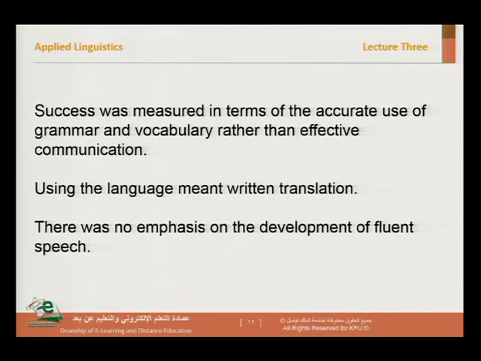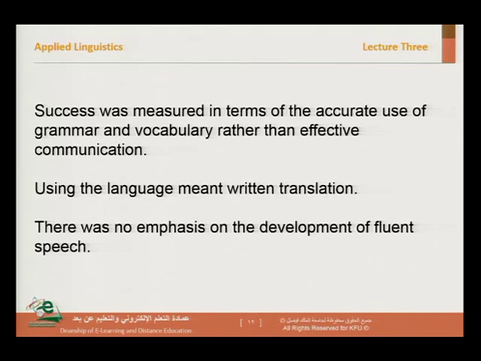Success was measured also in terms of the accurate use of grammar and vocabulary rather than effective communication. So if they get the inflections right, for example, subject-verb agreement, he goes, she goes, it goes, whatever, they say, okay, yes, this is right, this is correct. This is language learning. Vocabulary. What do we mean by it? What is a TV? Say television, for example. What is a door? Bab. This was learning, according to them.